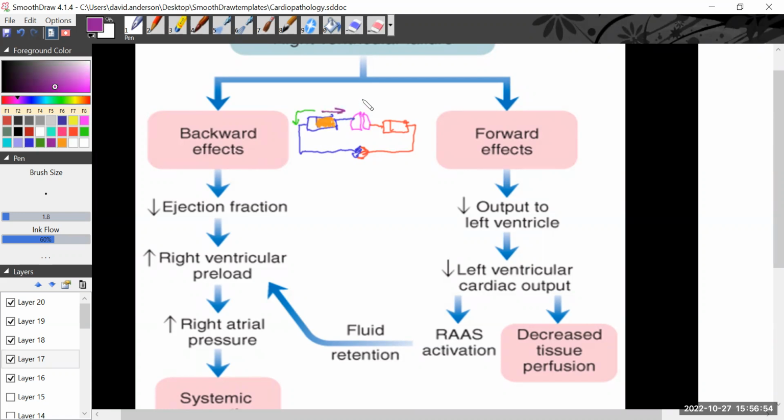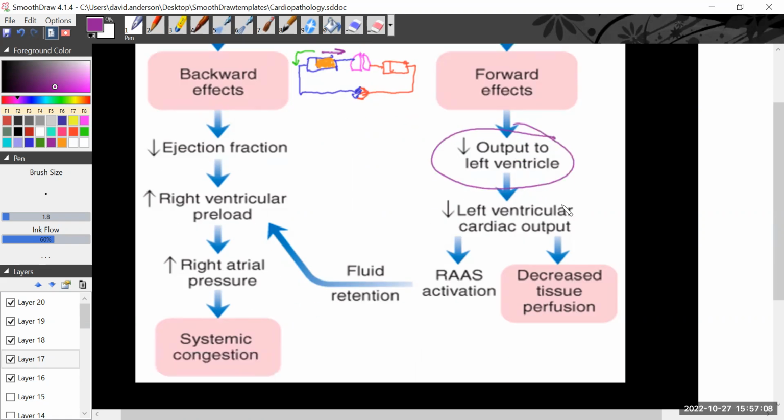So when we talk about forward effects, ultimately we're delivering a reduced amount of blood to the lungs, which means a reduced amount of blood to the left heart, which means decreased cardiac output. Decreased output to the left ventricle means decreased left ventricular cardiac output, and we have all the same presentation as we did with left-sided heart failure. So it doesn't matter what heart failure we're talking about, left-sided, right-sided, the forward effect is the same, poor cardiac output. The backward effects are what are going to change.